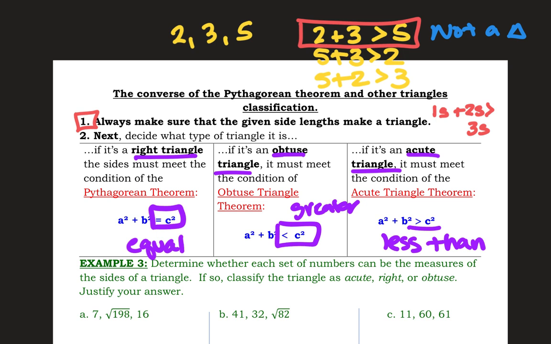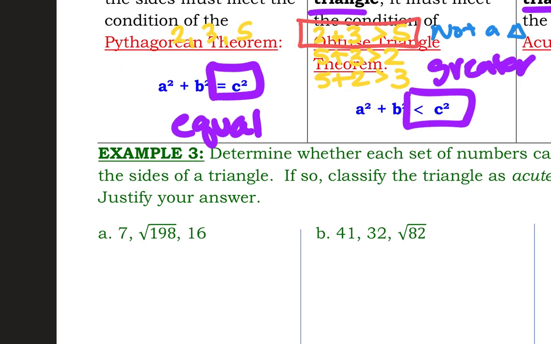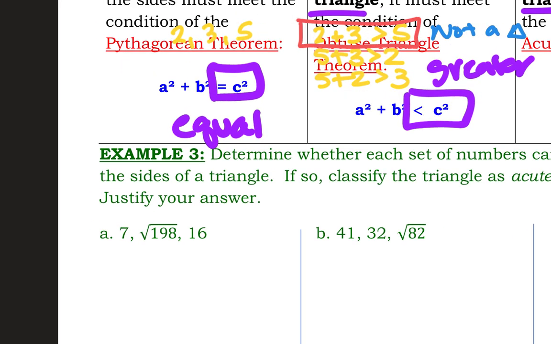The reason I focus on the c is that its relation to a squared plus b squared allows our brain to make that connection with angles in general. Anytime we think obtuse, we think greater. Anytime we think acute, we think less than. So if we focus on that c squared, if that's greater than, hopefully our brain will automatically go to obtuse, and less than will go to acute. But if it's equal to, then it's a right triangle. So the first thing we're going to do is decide if it makes a triangle.